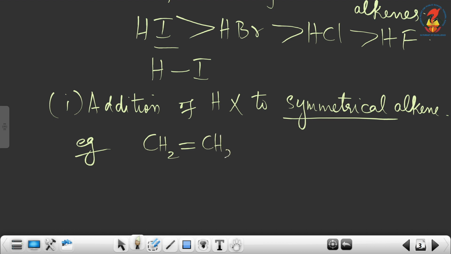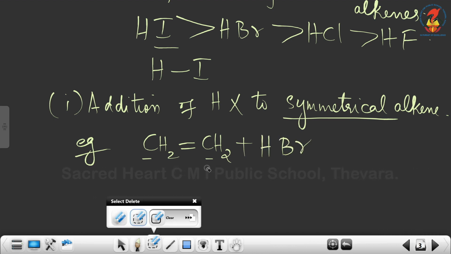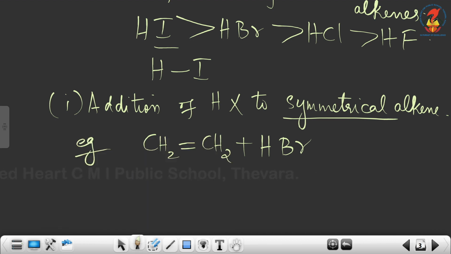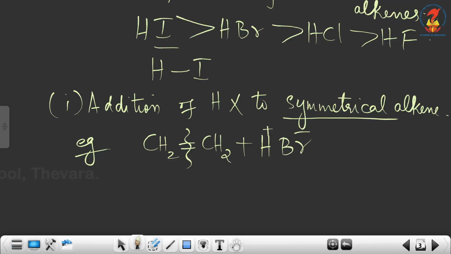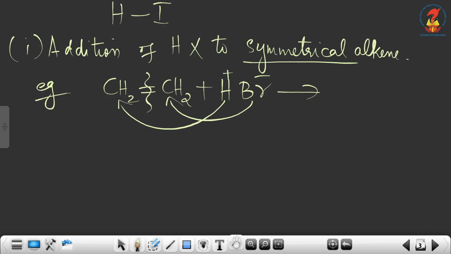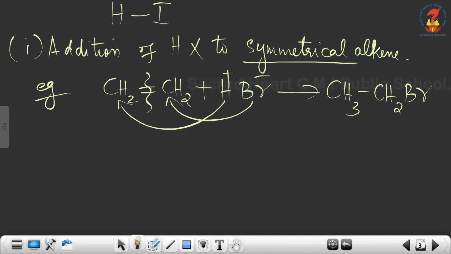CH2 double bond CH2. Now this is ethene. It's a symmetrical alkene because equal number of carbon atom on either side of double bond. We have one carbon on this side and one carbon on this side. Plus HBr. I am taking hydrogen bromide. Now what will happen when you react with HBr? The double bond breaks, and since it's a symmetrical alkene, HBr will dissociate as H plus and Br minus. H plus can add to any of the double bonded carbon and Br minus will add to the other carbon atom. So what will be the product? The product will be CH2 will become CH3, single bond CH2Br. Bromoethane is the product.